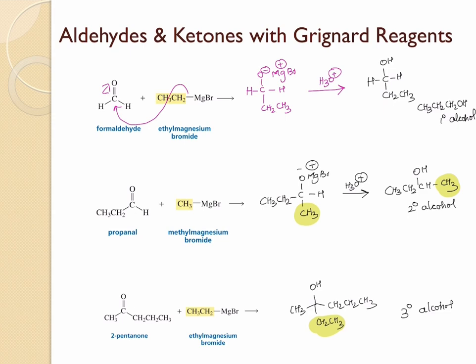So on the whole, formaldehyde reacts with Grignard reagent to give us a primary alcohol. Any aldehyde that is higher than formaldehyde, when it reacts with Grignard reagent, is going to give us a secondary alcohol. And ketones, when they react with the Grignard reagent, are going to give us a tertiary alcohol. In all of these, a new carbon-carbon single bond has been formed.